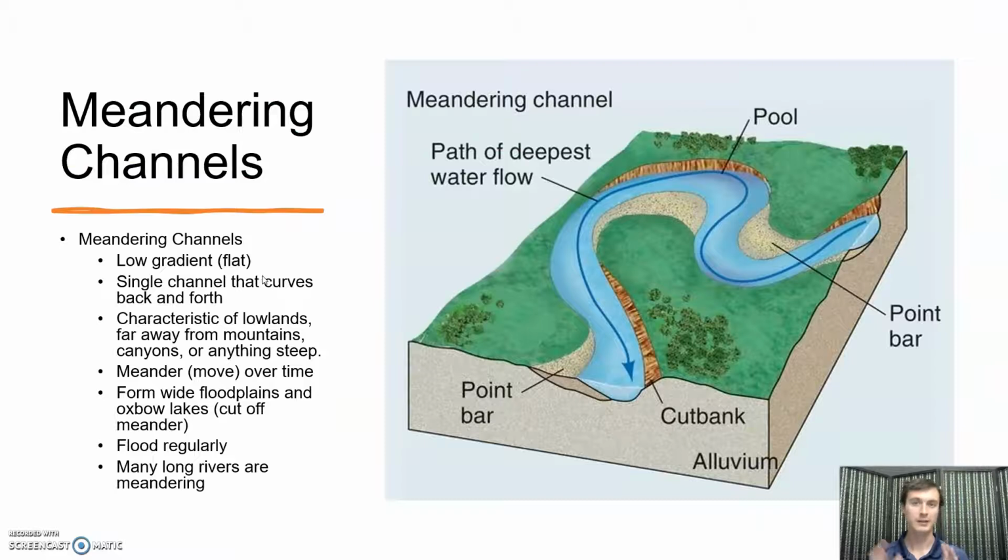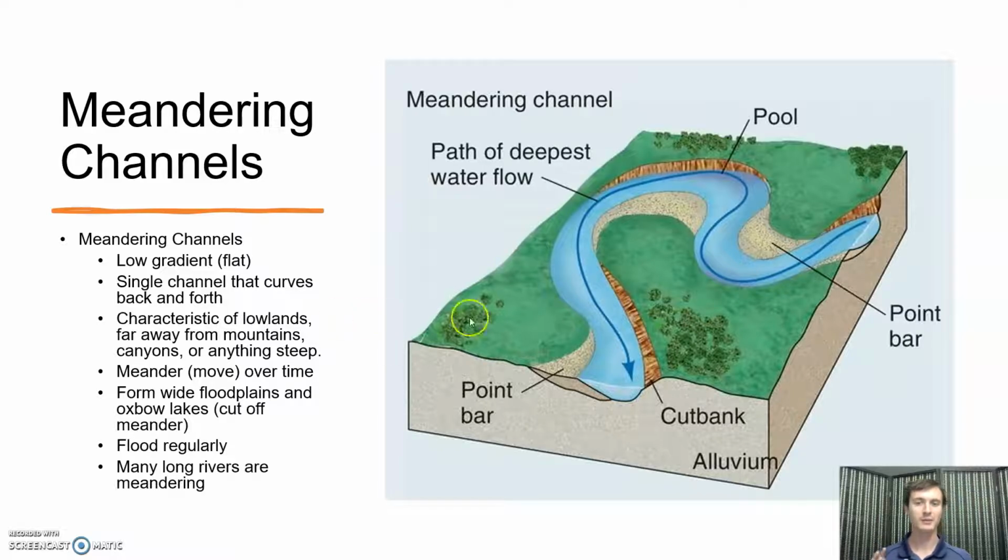So finally, early geologists and researchers went out and they saw these rivers that tend to meander all over the place. It doesn't seem to be going in a particular direction. There are all of these twists and turns. What are these? Well, they noticed that these tend to occur in lower gradient areas, flatter areas. There tends to be a single big channel, not like the braided streams. It seems to be characteristic of lowlands far away from the mountains, a lower energy setting.